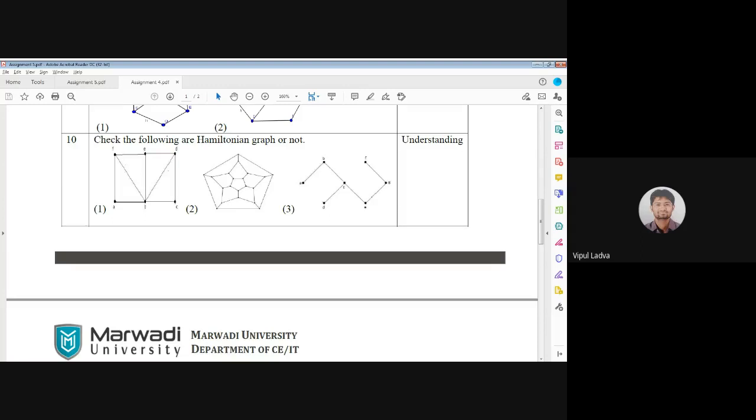In the previous lab session, we were dealing with assignment number 4, which is based on graph theory. In this session, we will complete our 4th assignment and then start assignment number 5, which is on the screen right now. Today's task is to complete assignment 4 as well as 5.